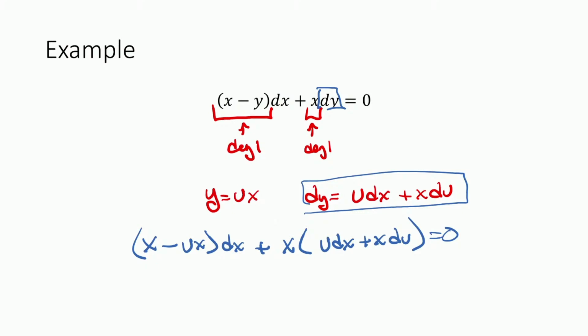Now the cool thing about this is that it looks like things are getting worse, but what we're going to end up with is separable. That's the cool thing about doing it this way. Let's see if this is the case. So over here I've got x times 1 minus u dx plus xu dx plus x squared du.